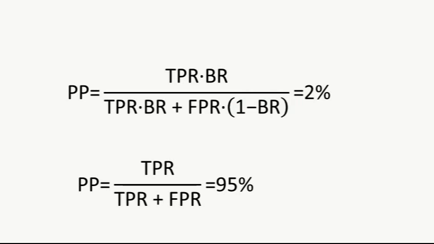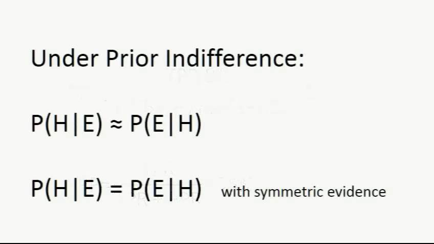And what you're left with is this, which equals 95%, about what you thought it was. That's why this is called the inverse fallacy. It's because it amounts to confusing the probability of the hypothesis given the evidence with its inverse, the probability of the evidence given the hypothesis.